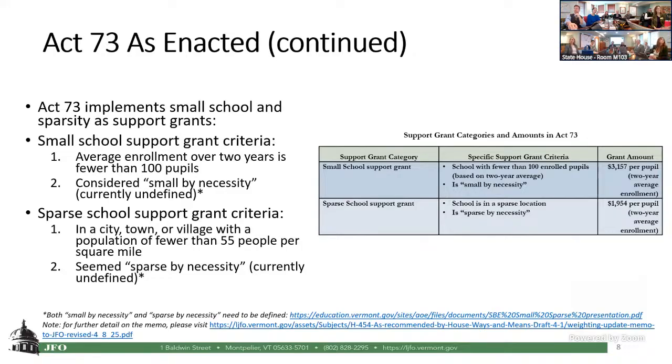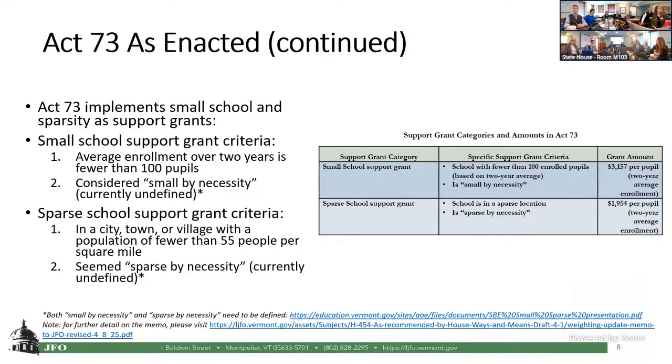Aaron, then Rob. Are these two additive? Yes. You could have one or you could have both. I'm confused by sparse by necessity. I guess that's probably a question for us in the creation of it. I understand, obviously, details matter, small by necessity, but sparse by necessity feels confusing to me. I think it just needs to be sparse, just sparse.